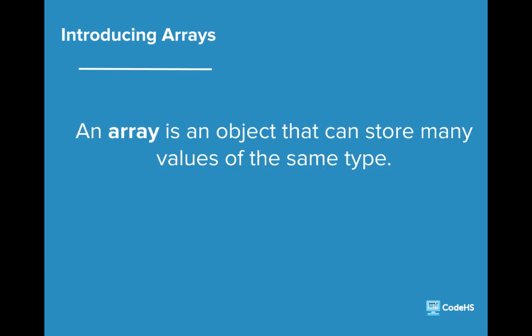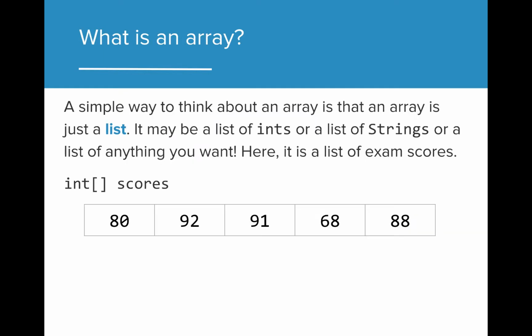Arrays are objects that can store many values of the same type. Arrays are simply a list of elements, all of the same type. They can be either primitive types, such as int, double, or Boolean values, or objects such as strings or any other reference types you may create.